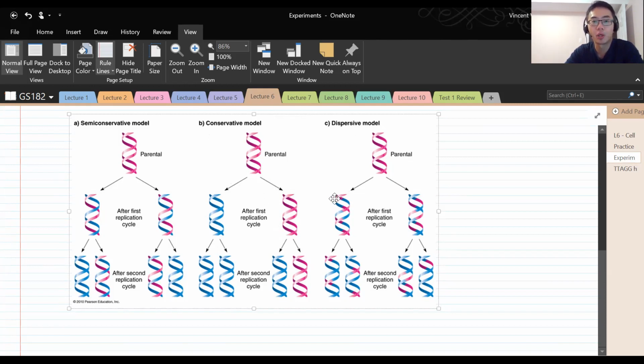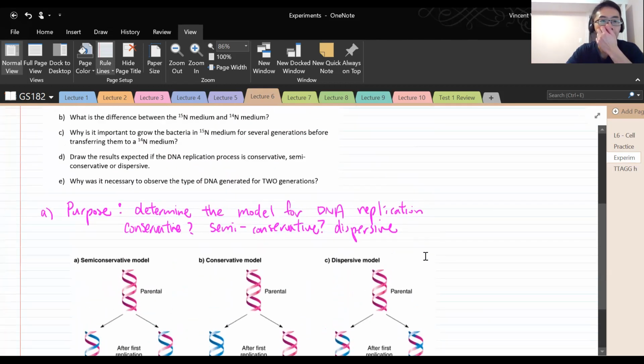In the dispersive model, both strands of the daughter DNA consist of new and old material. So the difference between this one and this one is that the old material is restricted to one strand, whereas the old material here is dispersed between both of the strands. Okay, so that's what the models are. We'll take a look at the second generation in a bit.